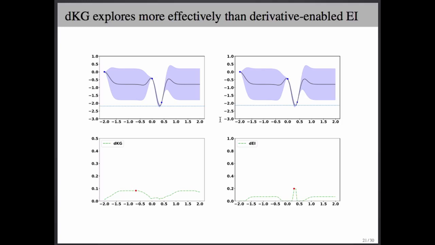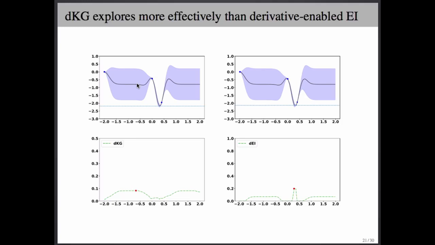If you evaluate the function and its gradient at a point like this, it changes the posterior significantly, not just where you sample, but also in the nearby area. And in particular, what tends to happen is that the minimum of the posterior mean will either be to the right or to the left of where you sample. Not exactly where you sample, but to the right or to the left, depending on the sign of the gradient. DKG thinks about that and puts a lot of value on sampling at such points.